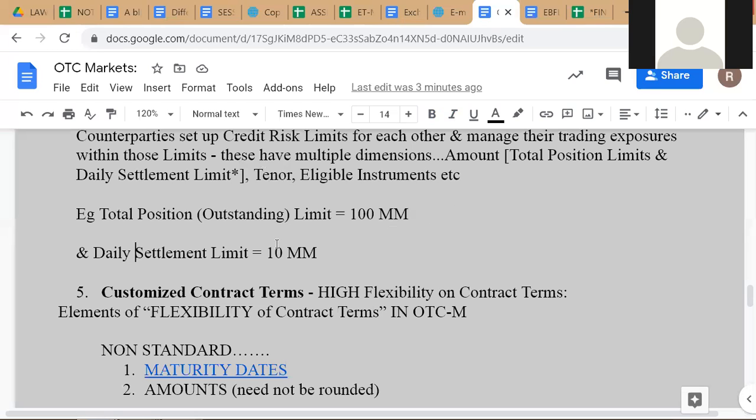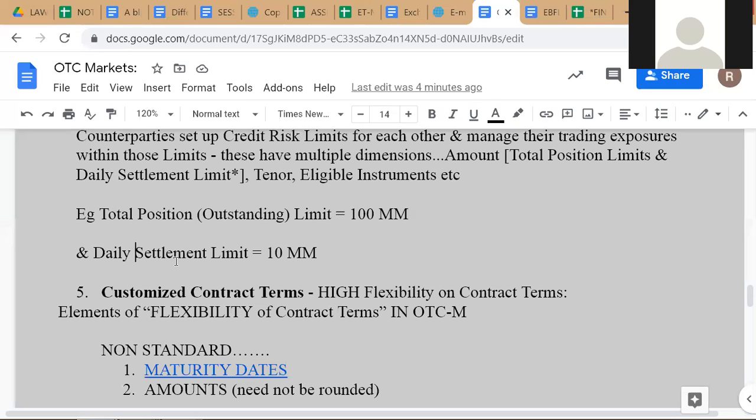But the point is that the second rule you have to follow is you cannot have more than 10 million coming up for settlement on a particular day. Okay, so that's why you have a daily settlement limit. You'll have a total position limit also. So this will be bigger than this. So you got to understand these elements.